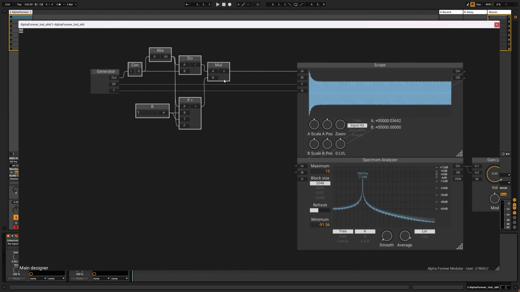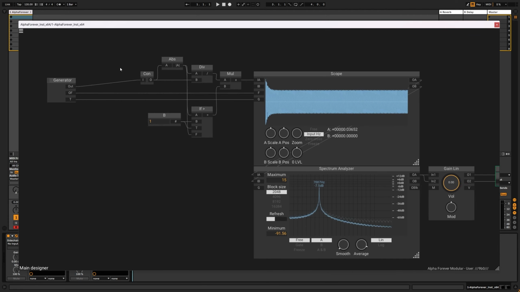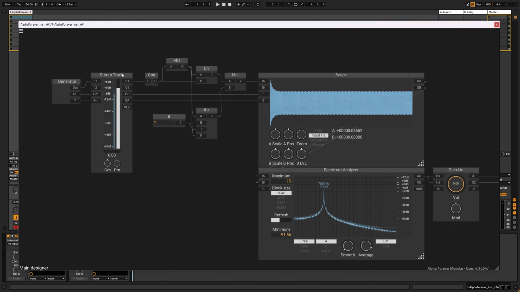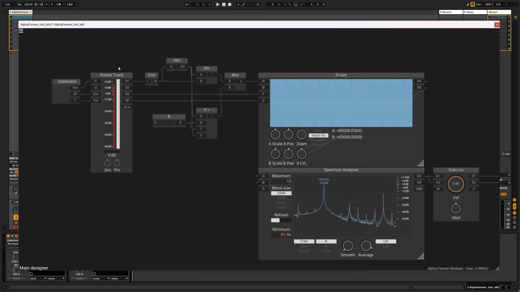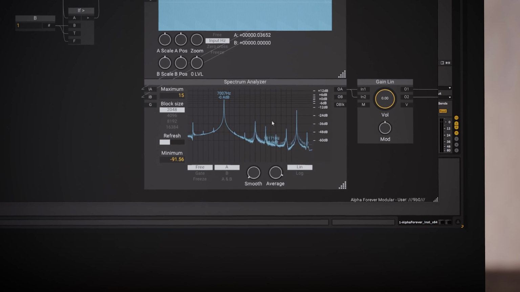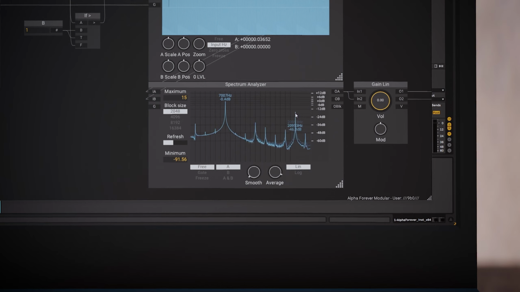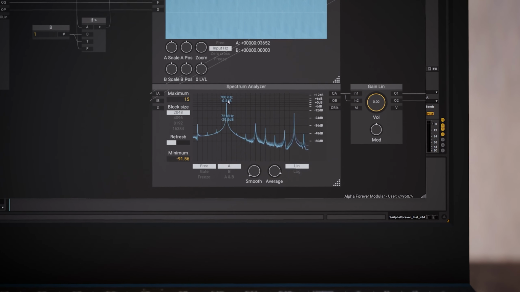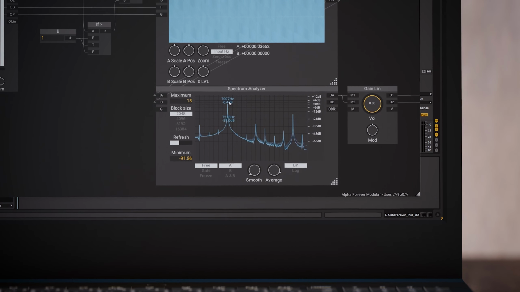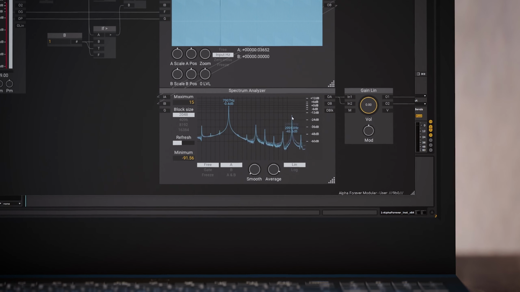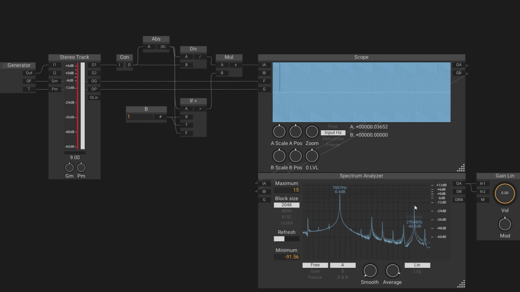So what we can do is, let's put a stereo track here for simplicity's sake, and boost it by 6 decibels. And here you have aliasing. The only frequency that's not aliasing here is the root frequency of 7,000 Hertz, and this is the first harmonic, which is 21,000 Hertz. So all the rest of the harmonics that you can see here are results of aliasing.